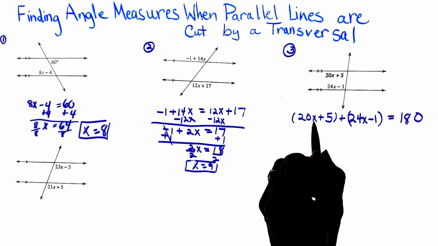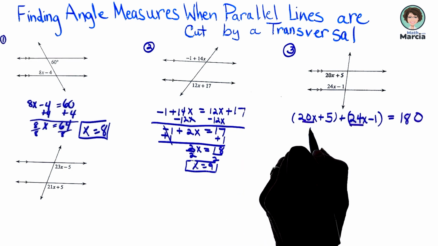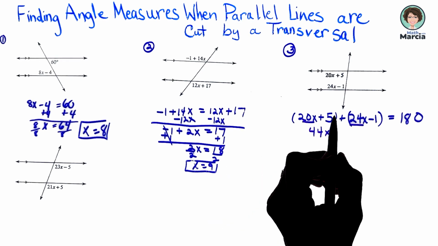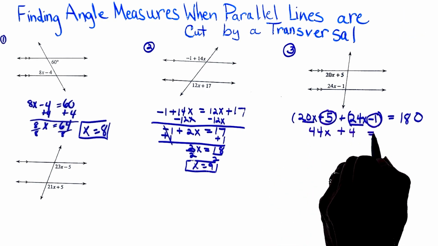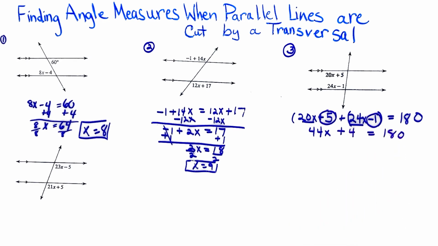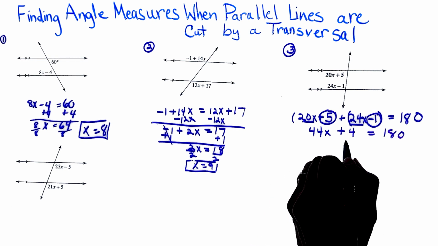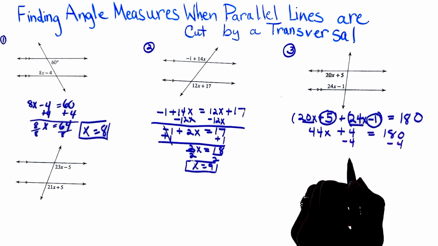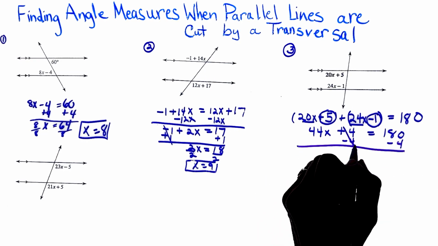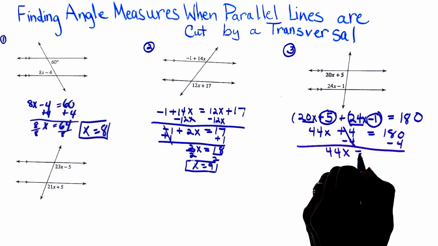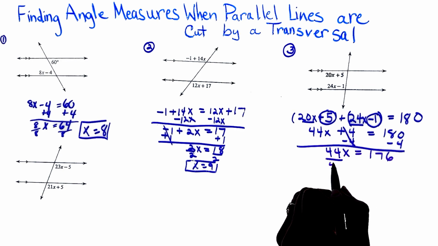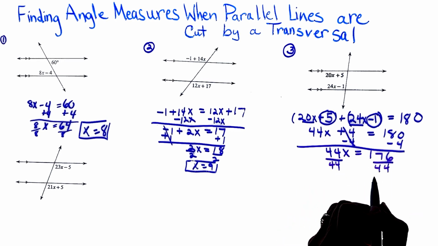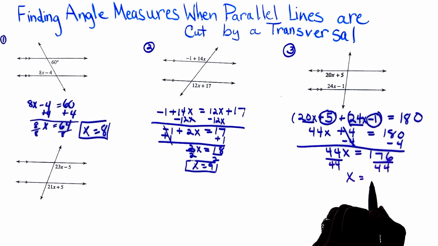So now I'm going to put these together. So it is 44x. And now I'm putting together my numbers. Plus 4 is equal to 180. So as I'm solving this equation, I know that I have to subtract my 4 from both sides, and I end up with 44x is equal to 176. I am now going to divide both sides by 44, and x is equal to 4.